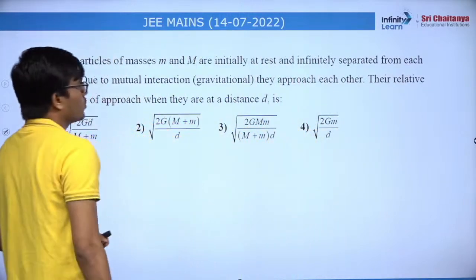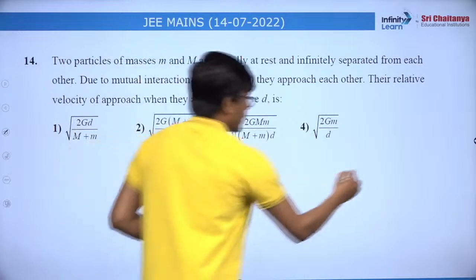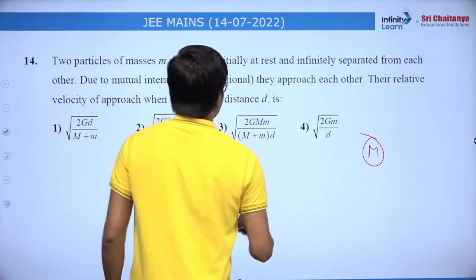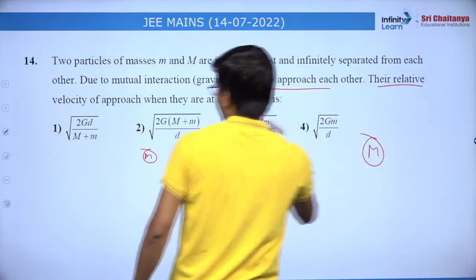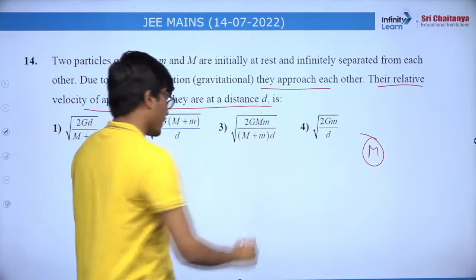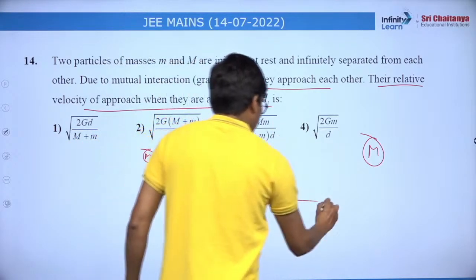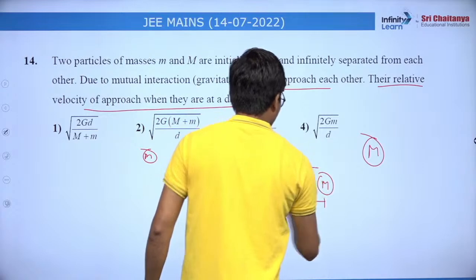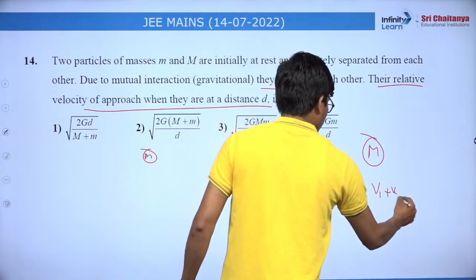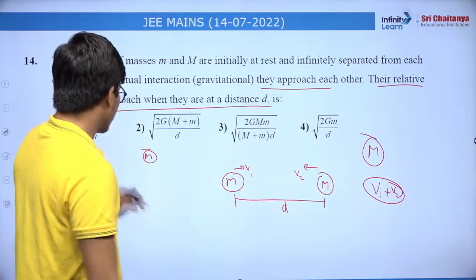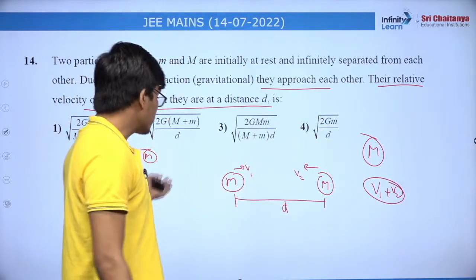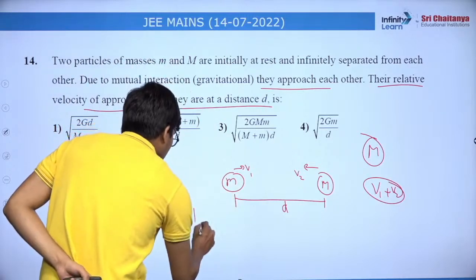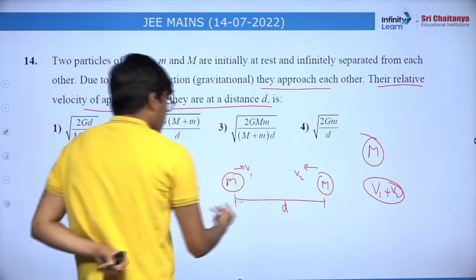So you are having two mass particles, one is of small m, other is of capital M. Due to gravitational attraction force they will come closer. And what they have asked is, as they approach each other, their relative velocity of approach when they are at a distance d. So there is an instant where both are having a separation of d. So it will have some velocity, it will also have some velocity, and relative velocity will be v1 plus v2. That you need to find, right? Now you can see there is no external force on the system and there is no non-conservative force on the system. So the trick is gain in kinetic energy is equal to loss in potential energy, you can say.